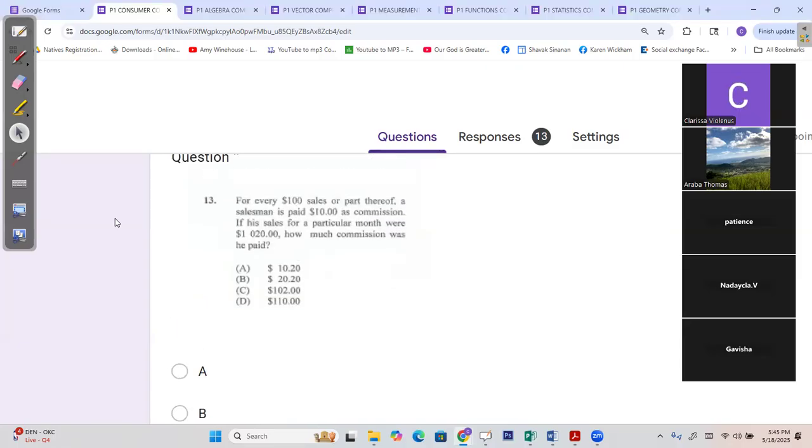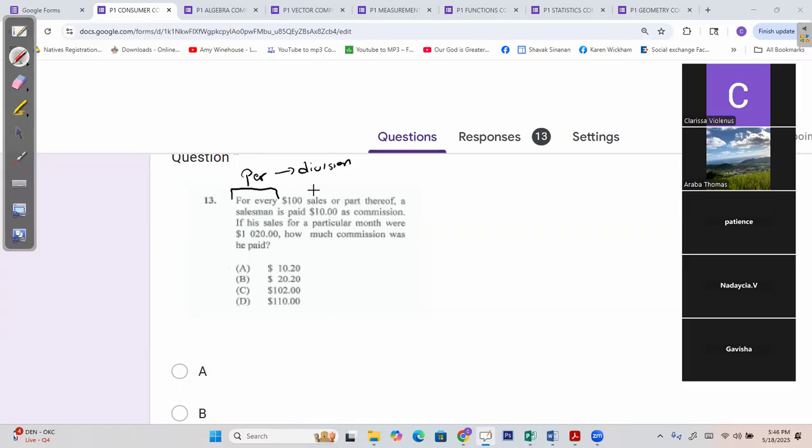So we're gonna move on here. For every $100 sales or part thereof. No, this is a tricky question. Anytime you see for every or for per, that means division. Everybody hear what I said? Anytime you hear for every or the word per, it means to divide. So they're saying for every $100 sales, a salesman is paid $10.